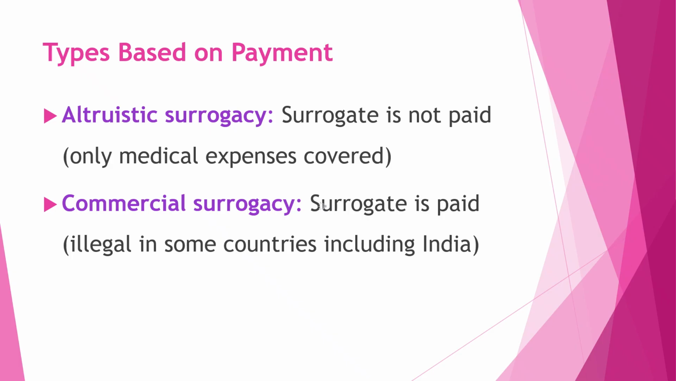In altruistic surrogacy, the surrogate mother is not paid for carrying the baby. Only her medical and pregnancy-related expenses are covered. This is usually done out of goodwill, often for a relative or someone close. In commercial surrogacy, the surrogate mother is paid for her role in addition to medical expenses. However, this type is illegal in some countries, including India, where only altruistic surrogacy is allowed.